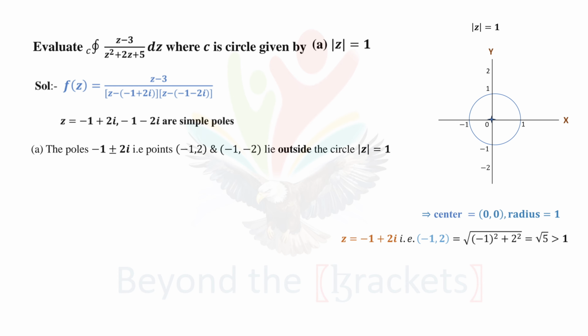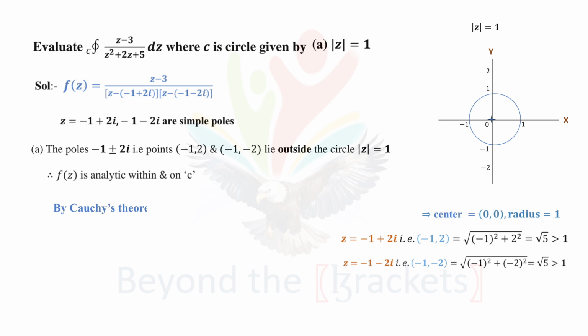Similarly, for the point z = -1 - 2i, the distance will be the square root of (-1)² + (-2)², that will again be root 5, which will be greater than 1. So both the poles lie outside the given circle, therefore the function is analytic inside the circle. Hence by Cauchy's theorem, the given integral is equal to 0.